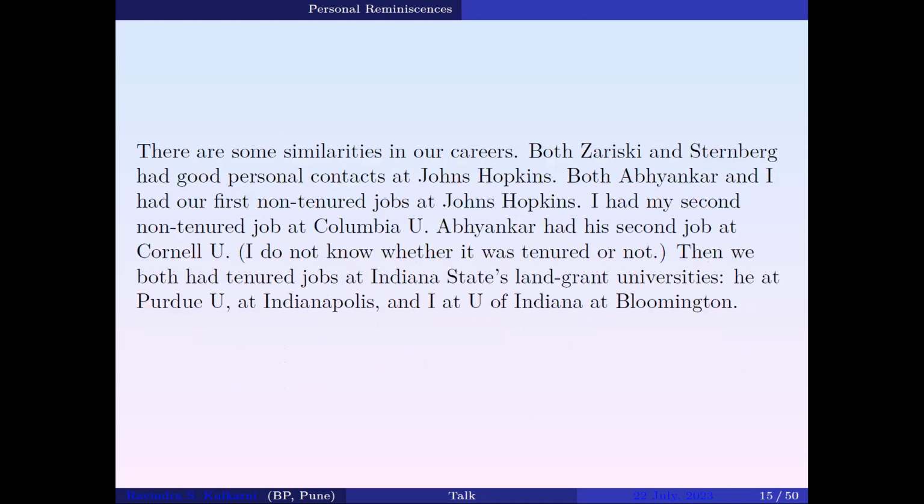There are some similarities in our careers. Both Zariski and Sternberg had good personal contacts at Johns Hopkins, and our first jobs were at Johns Hopkins. Both Abhyankar and I had a first non-tenured job. Then we both had second non-tenured jobs. I had this non-tenured job at Columbia University, and I do not know whether he had tenure at Cornell or not, but his second job was at Cornell University. And then we both had tenured jobs at Indiana State's land grant university. Indiana State has two major universities. The arts kind of university is the University of Indiana at Bloomington, and the science or engineering kind of land grant school was Purdue University.